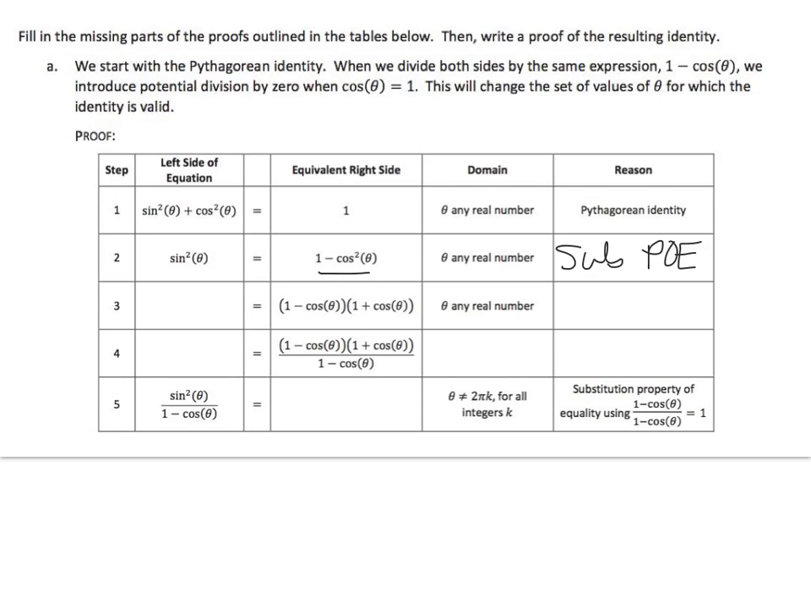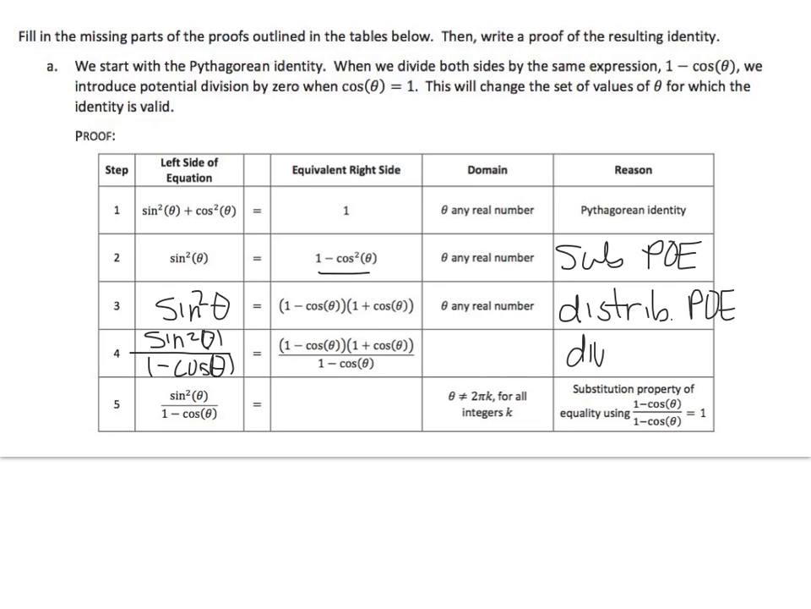Then here I can factor this, right? It's the difference of perfect squares. And factoring is a form of the distributive property. And I just carry this down because I didn't do anything to it. Then I go ahead and divide both sides by 1 minus cosine theta. So I have sine squared theta on the left. I'm dividing both sides by 1 minus cosine theta.